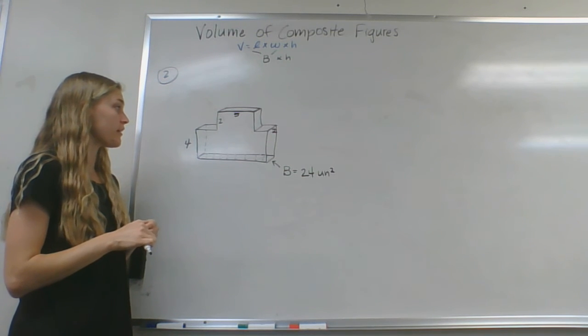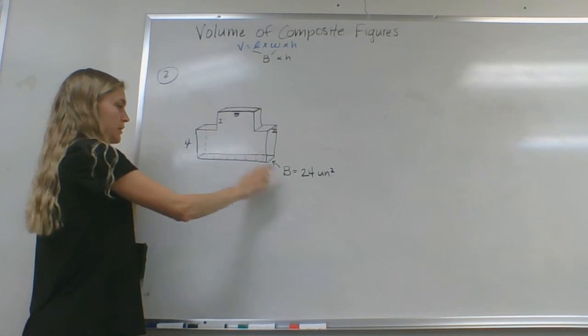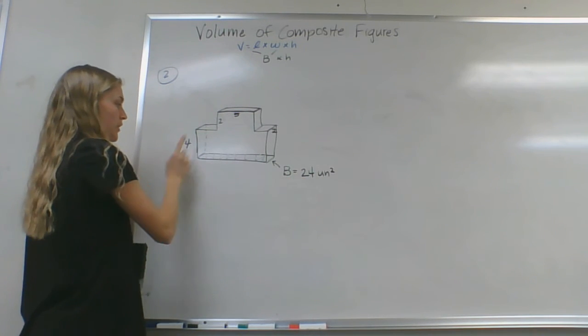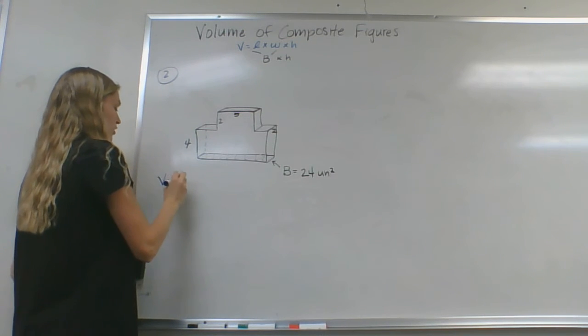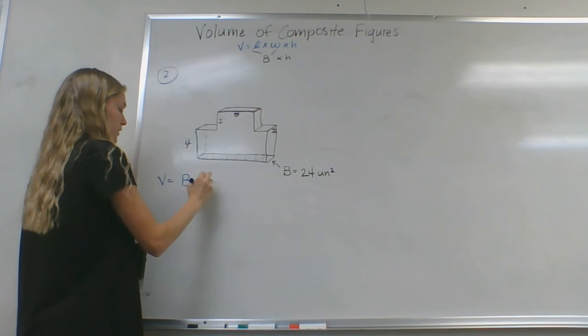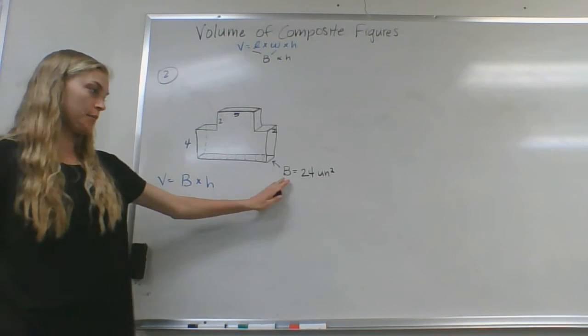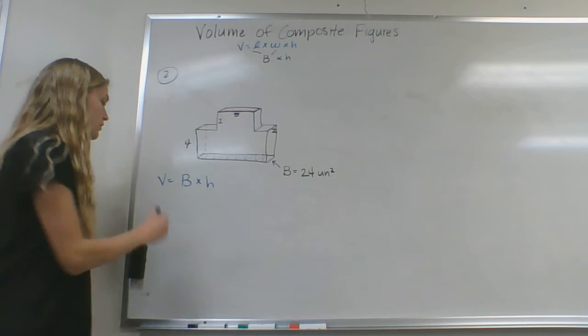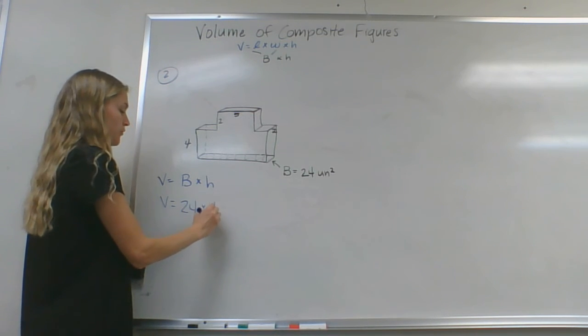So let's find the area of each of these sections. Let's start with the larger one that we're given. The area of the base is 24 and the height is 4. So we're going to do volume equals capital B times H is what we're going to use because it gives us capital B. So volume then equals 24 times 4, the height.